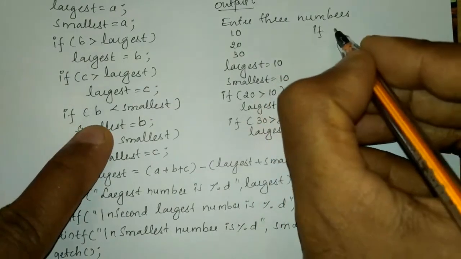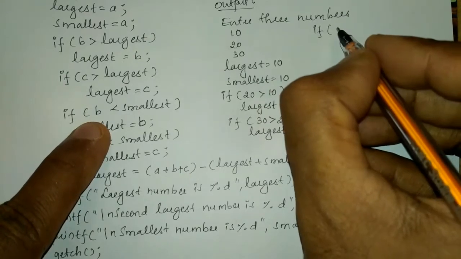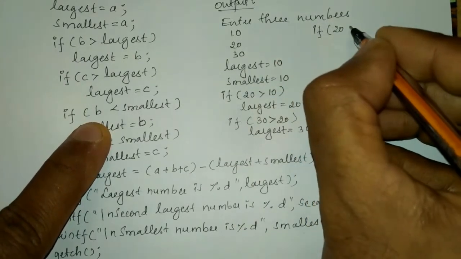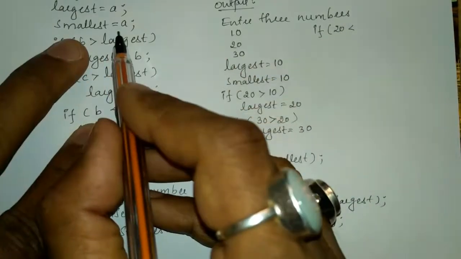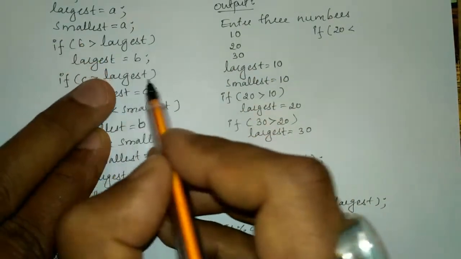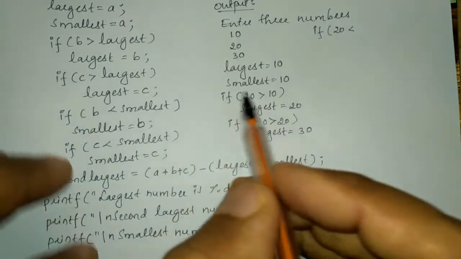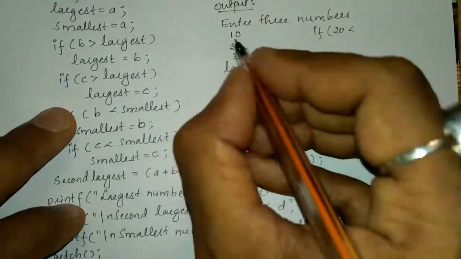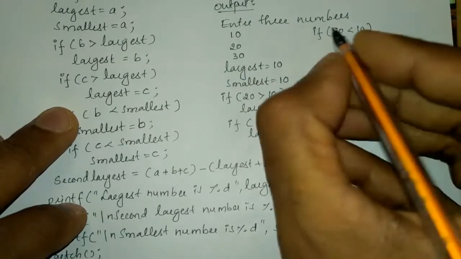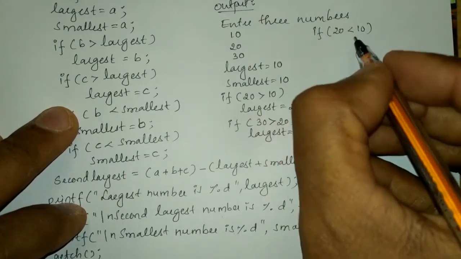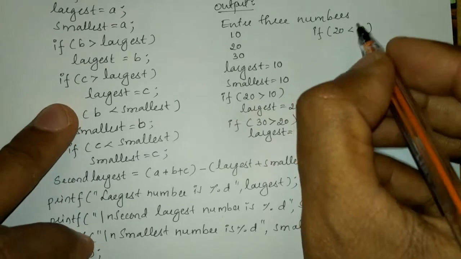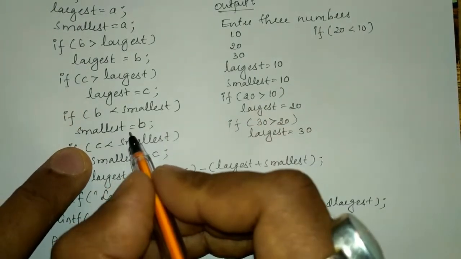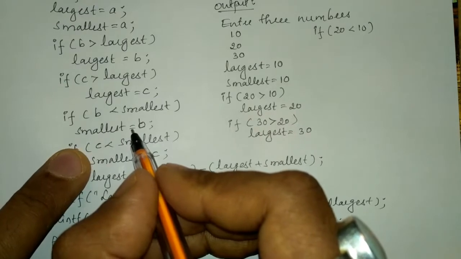If B is less than smallest. What is B? Here B is 20, correct? Less than smallest. What is the value of smallest over here? Smallest is A, that is 10. So is 20 less than 10? No. Condition false. Once this condition is false, then this initialization will not take place.